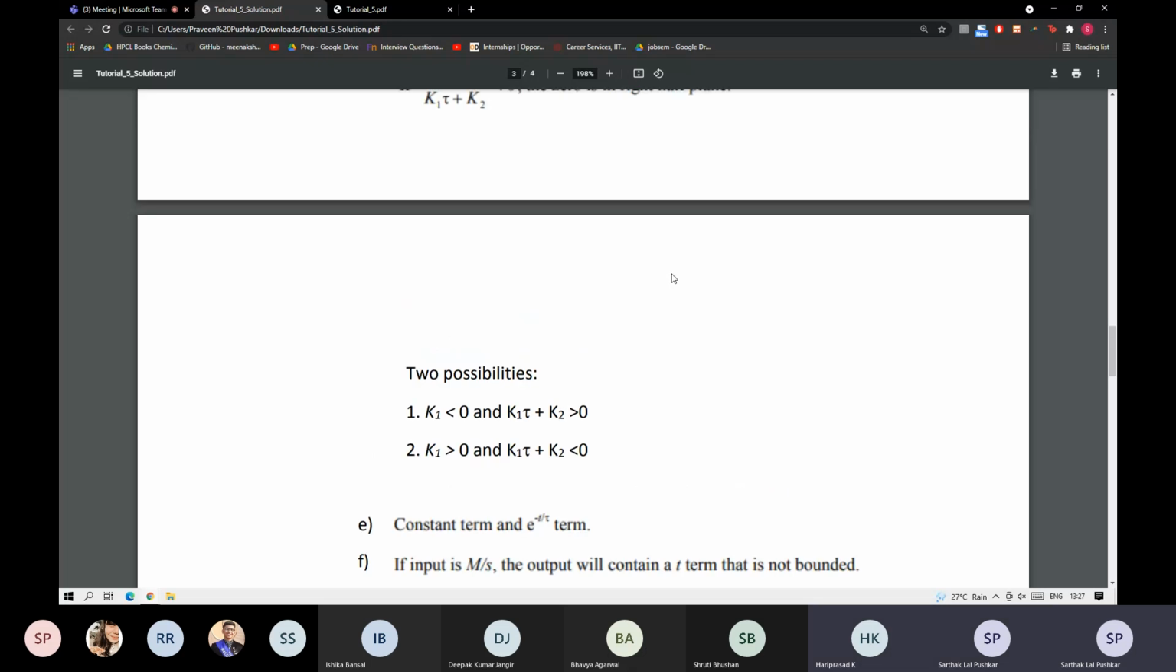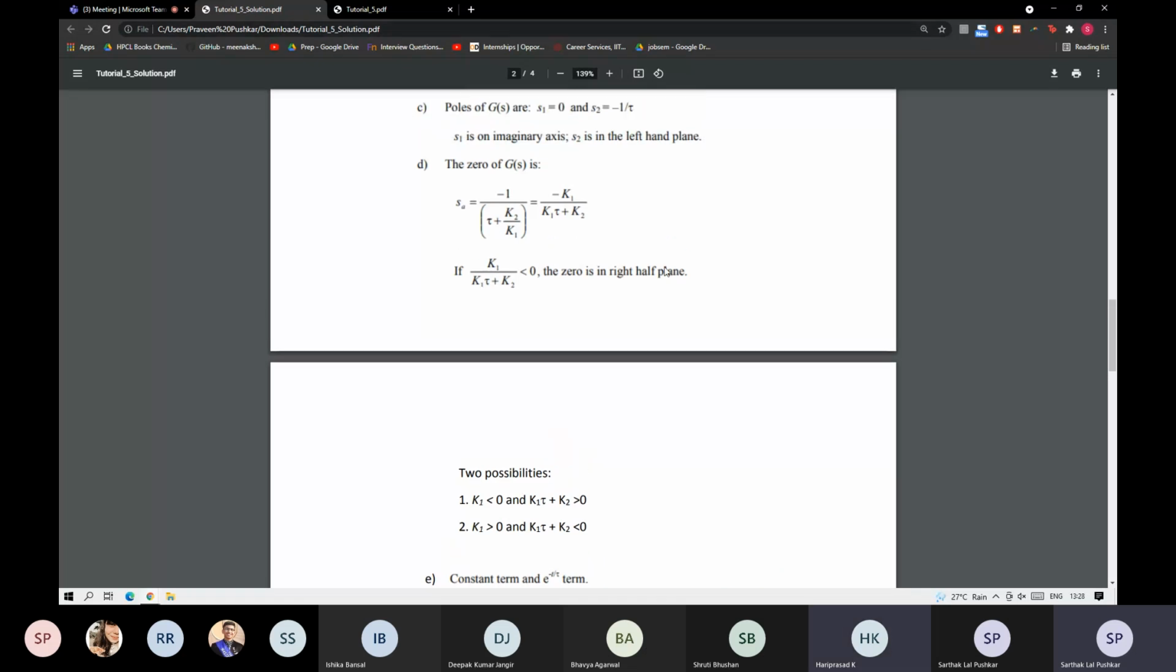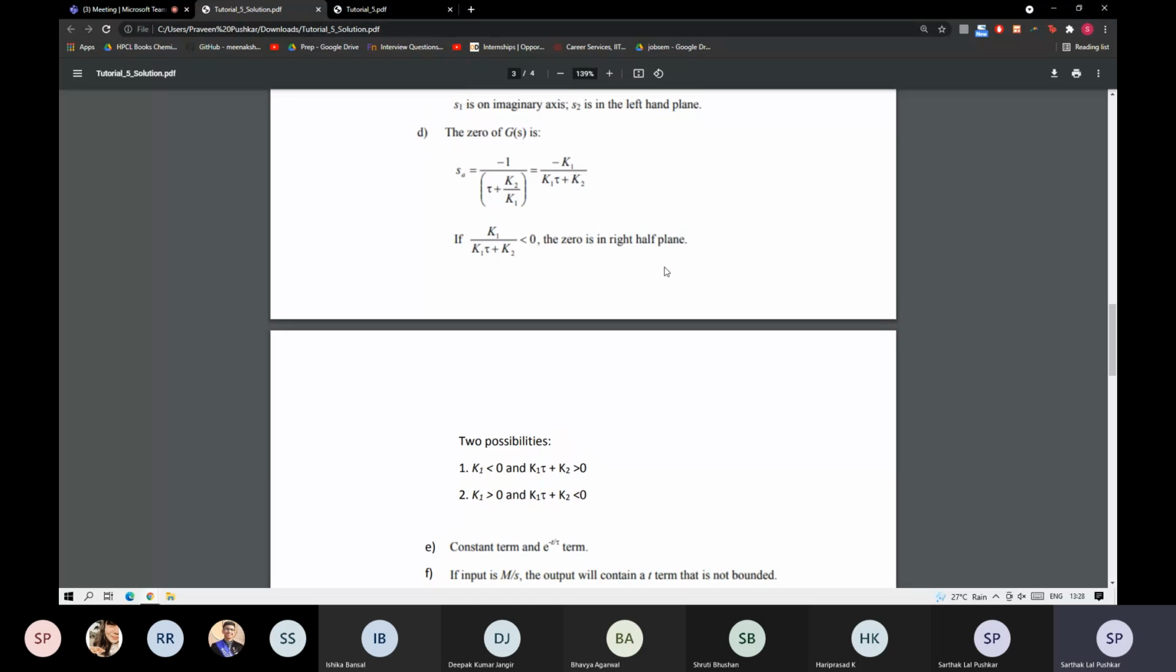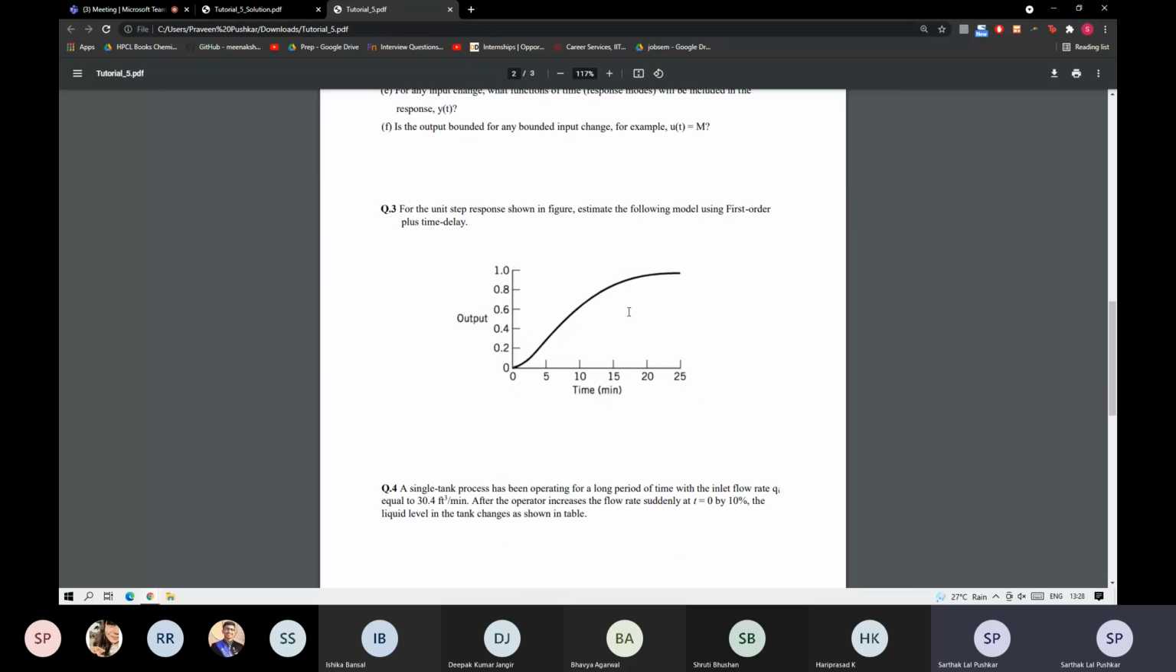Is this clear? Is this clear to all of you? Any questions so far? If there are no questions, then please try to do the third question.